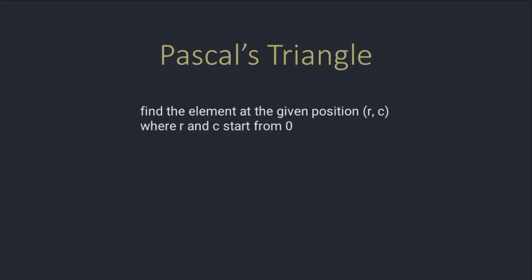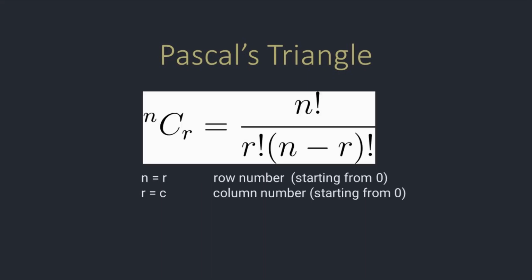The problem is to find the element at row R and column C, where R and C start from 0. The solution is that the value at position (R, C) can be calculated using the combination formula nCr, where n equals R and r equals C. The combination formula is nCr equals n factorial divided by r factorial times (n minus r) factorial.